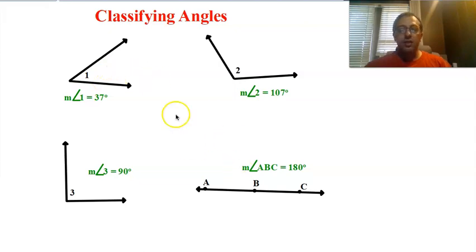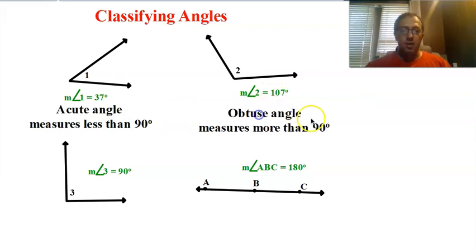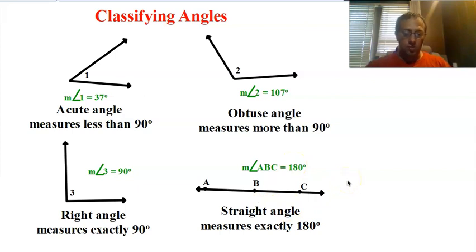All right? And this should all be review. So we have an angle 1 that measures 37 degrees. This is, of course, an acute angle because the measure is less than 90 degrees. A measure of 107 means this is an obtuse angle. It's more than 90 degrees. If it's exactly 90 degrees, we call that a right angle, and if it is 180 degrees, we call that a straight angle. All right. If it's more than 180, we call it a reflex angle, but y'all don't need to know that.